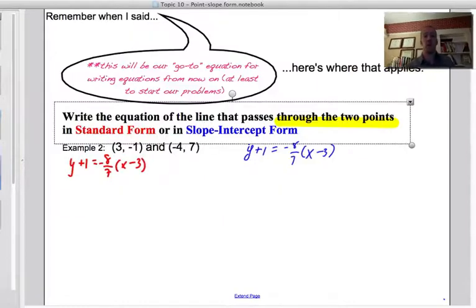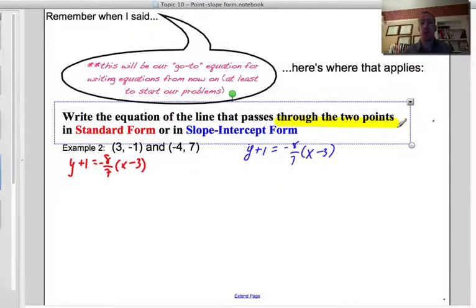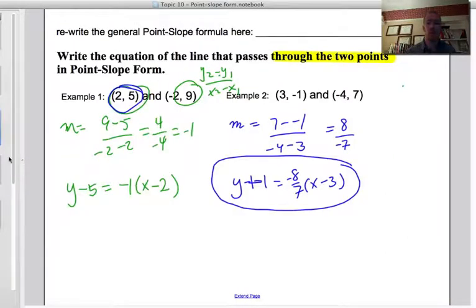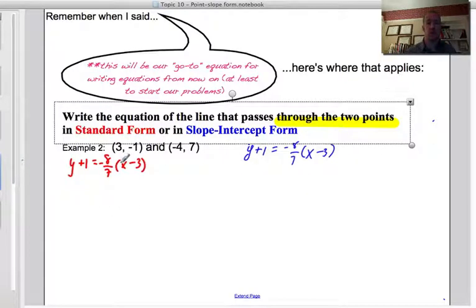Now, let's say we want to get an equation in a different form. So point-slope form is still our go-to form no matter what they give us. And then what we're going to do is take the point-slope form and convert it to whatever they ask. So we want to put this in standard form. These are the same 2 points from the previous slide. These two. So same equation from the same 2 points. Now we're going to put it in standard form.